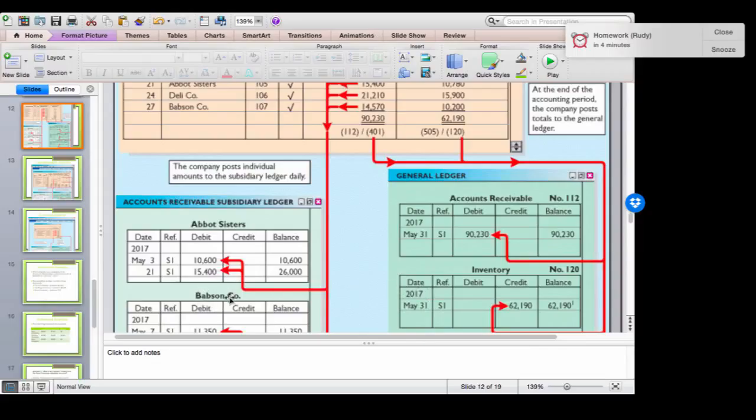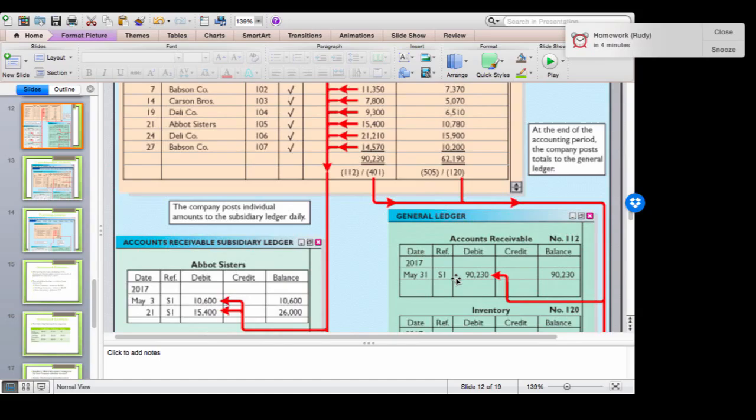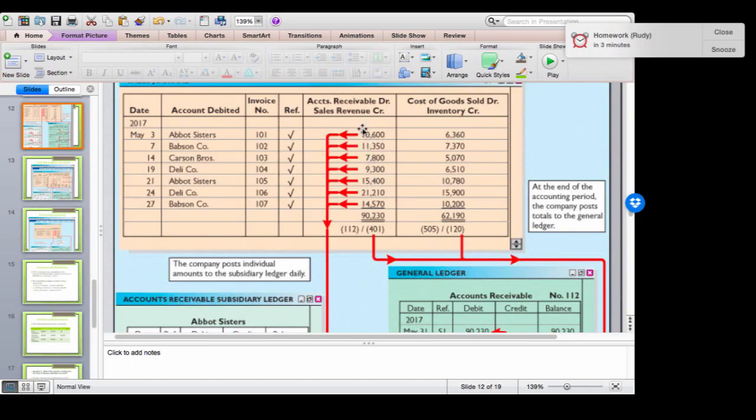So notice here that for accounts receivable, we see that on May 31st, different companies owe us a total of $90,230 that are expected to come in as cash at a future date. Where did that come from? Well, if you follow the arrow here, we sold all these supplies to all these different companies on these different dates, and at the end of the month, they added up to $90,230. That's where it comes from.